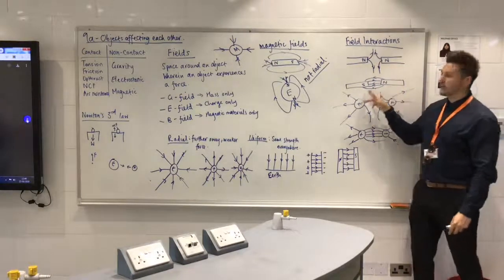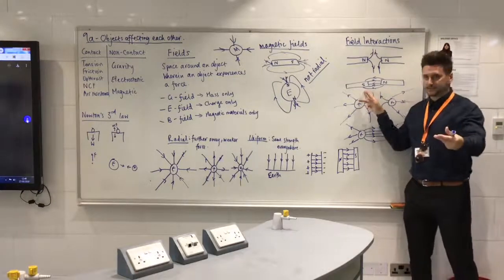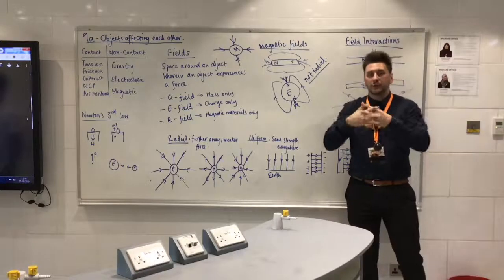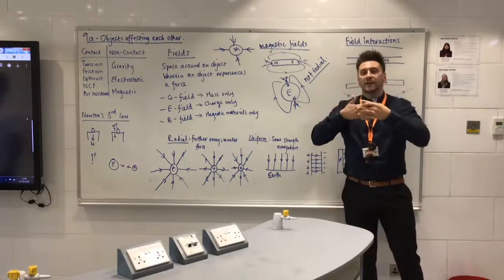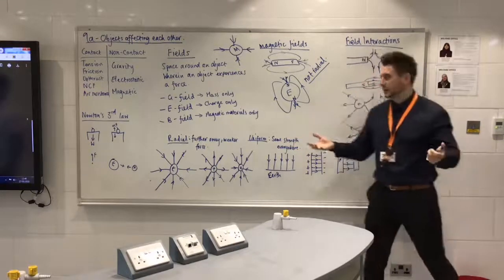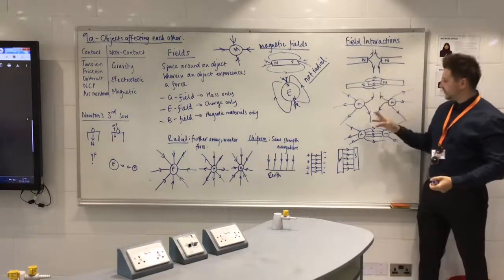On the other hand, if you have a north and a south, which we know will attract, then the two fields actually do interlink. They'll cross over one another, the field lines will come together, and they will cause that attraction which will bring both magnets together. That's what attraction is. So these field lines cross.